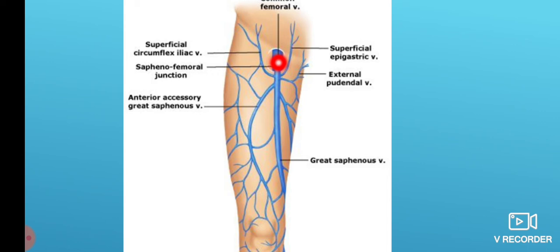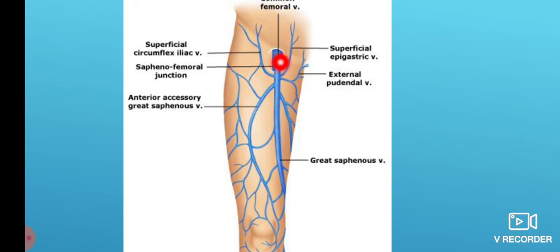And this great saphenous vein has many tributaries or branches. As far as veins are concerned, we are used to saying tributaries, not branches. So the tributaries of the great saphenous vein are the superficial external pudendal, superficial epigastric, and superficial circumflex iliac.